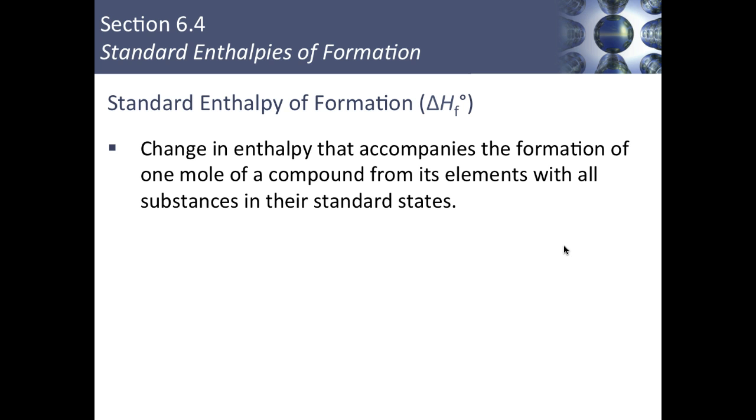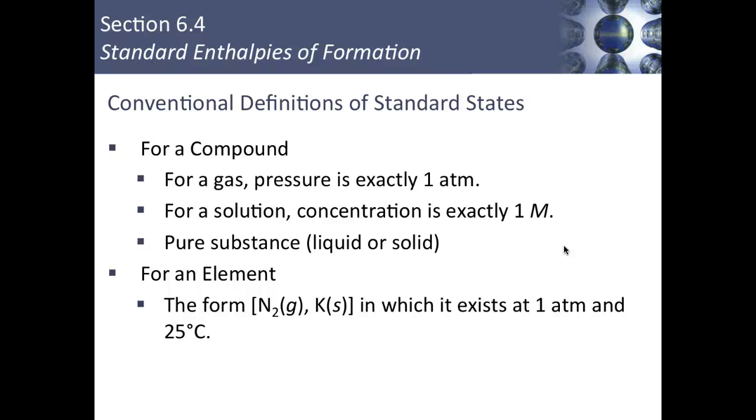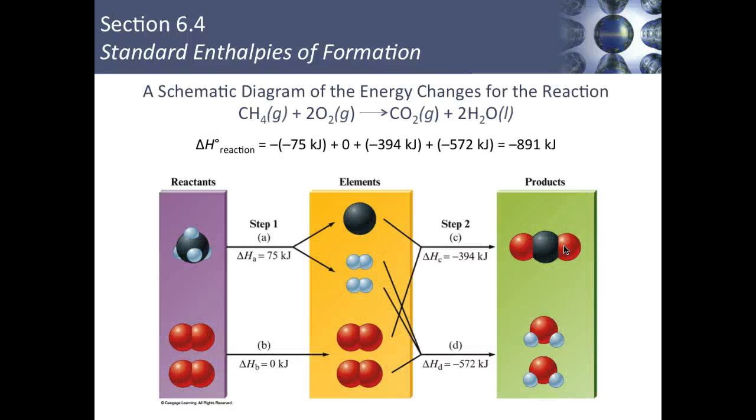Now, really quickly, we're going to look at standard enthalpies of formation, which is basically looking at how much energy it takes to form some of these compounds. Now, for many of them, we're going to look at them in what we call their standard states. For a compound, a gas is at 1 atmosphere. For a solution, 1 molar, and for a pure substance, it's either a liquid or a solid. For an element, we look at it existing at 1 atmosphere and 25 degrees Celsius. That's standard room temperature. Now, overall, we're looking at what are the things that happen to form that compound, okay?